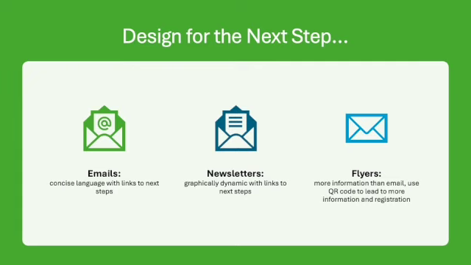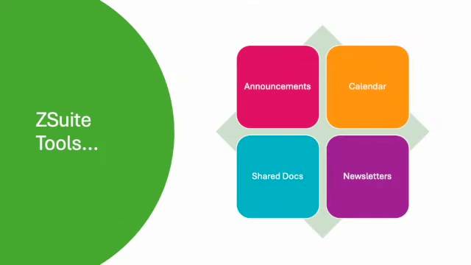And while most of them do, all of our communications should point to the next step we want people to take, whether that's getting more information, downloading a document, or registering for an event. We'll be looking at 4 tools in ZSuite that help us get our message out to 4-H families.